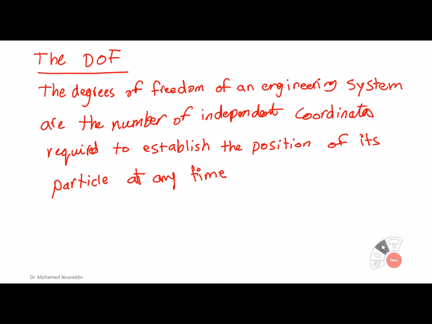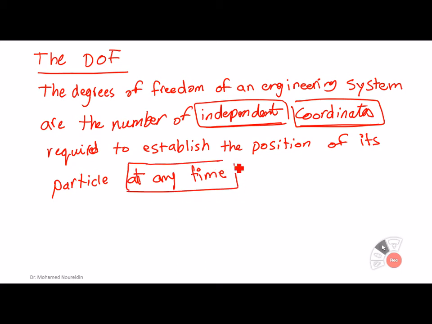So let's go through this again. The degrees of freedom of an engineering system are the number of independent coordinates. This is number one that we need to highlight here. Independent coordinates required to establish the position of its particle at any time. This is another key.